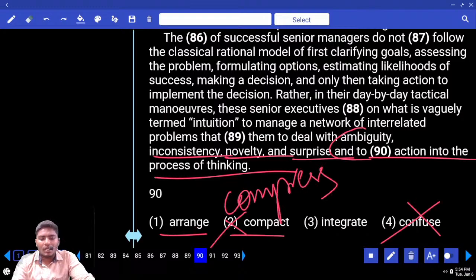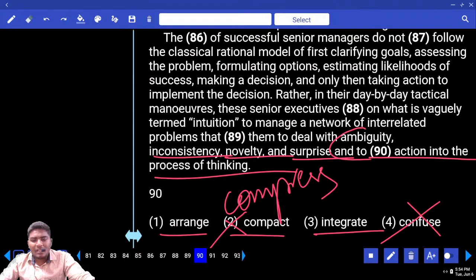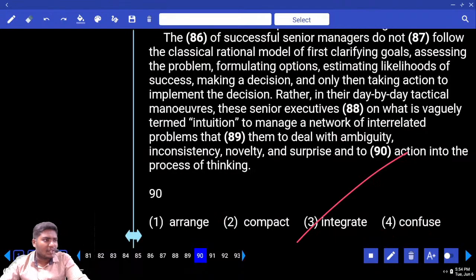Compress is also not a related word. Another one is integrate. Do you know integrate? United, combine. Tell me your answer. Surprise and to arrange action, or surprise and to integrate action into process of thinking. Which is your answer? All the actions combine and come together and they try to build something new. The answer must be used with integrate.